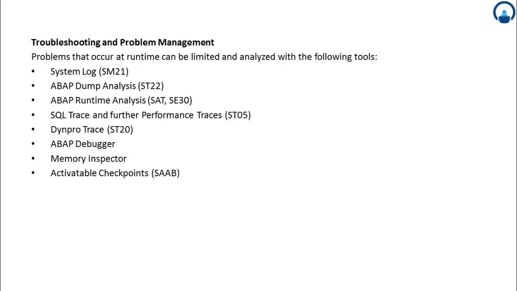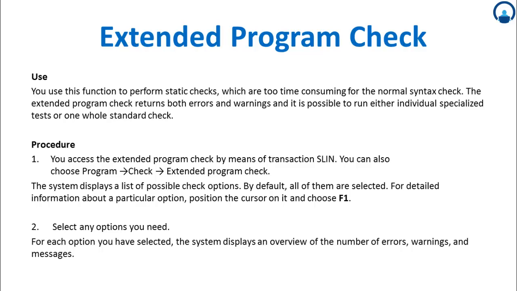Now first we will see the testing and quality assurance tools. Under that, our first tool would be the extended program check. Under this particular tool, we use the transaction code SLIN. Let us see the use of this particular function. We use this function to perform static checks which are too time consuming for the normal syntax check.